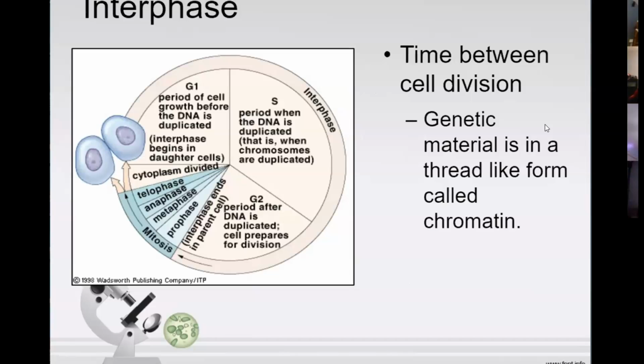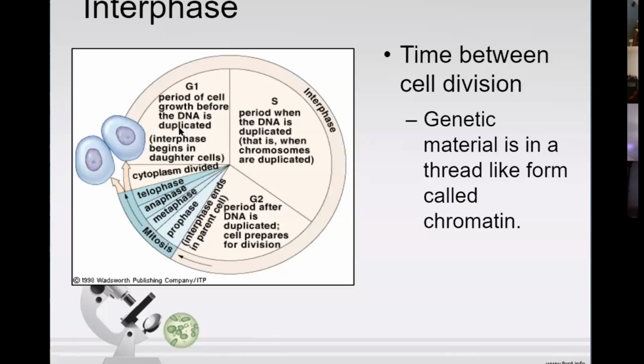So genetic material is in a thread-like form at this point. It's called chromatin. So we talk about chromatin, chromatids, and chromosomes. So at this point, it's chromatin, which under the microscope, you wouldn't be able to see individual chromosomes. You would just see a mass of nuclear material. Remember DNA and RNA from chapter 6.